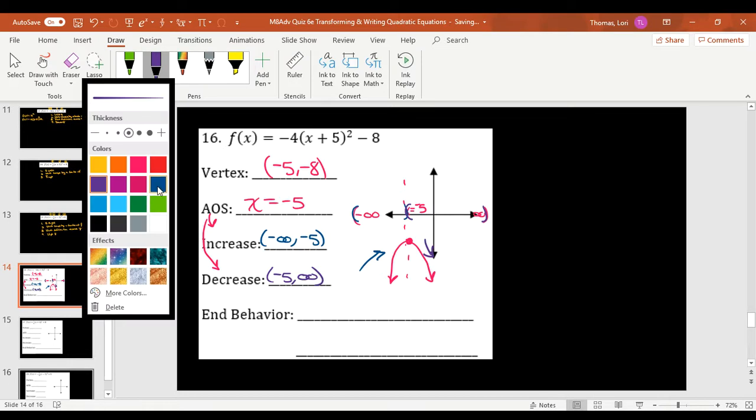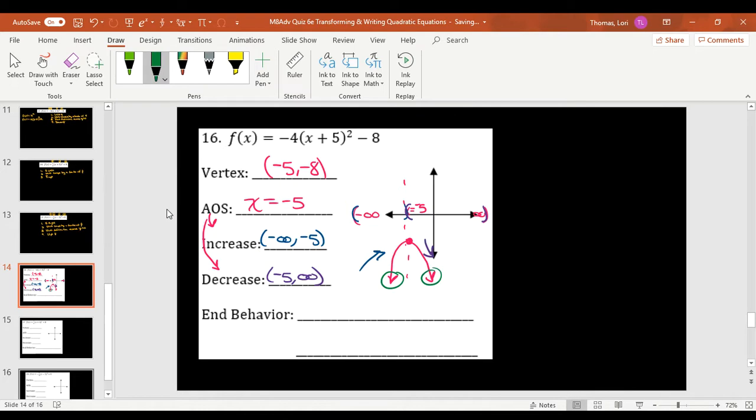And then our end behavior, as x approaches -infinity, f of x approaches -infinity. As x approaches positive infinity, f of x approaches negative infinity. So these two both are negative infinity. They both turn down.